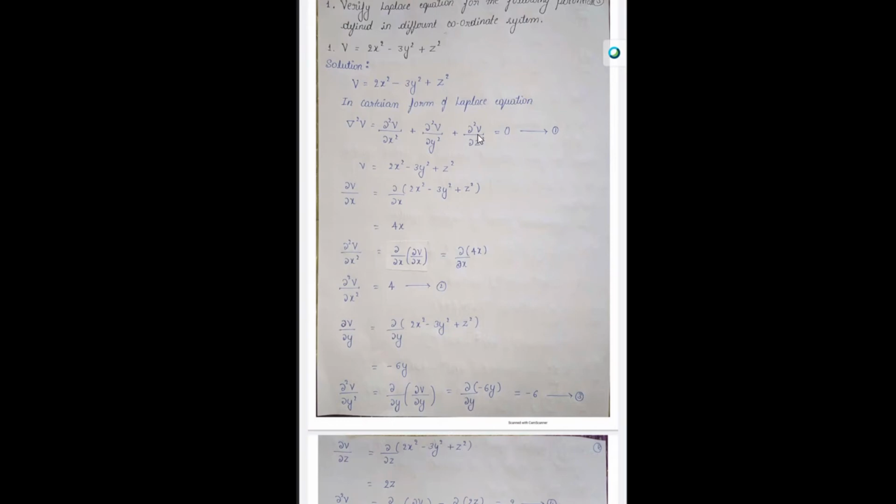V is equal to A rho power 4 plus B rho power minus 4 into sine 4 phi. So write this in cylindrical form. Laplace equation in cylindrical form is given in equation 1. So according to equation 1, we need to differentiate. So consider V, whatever is given.